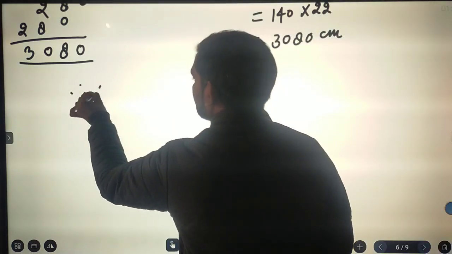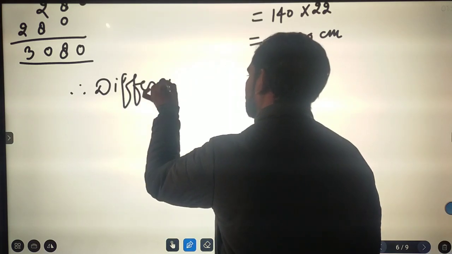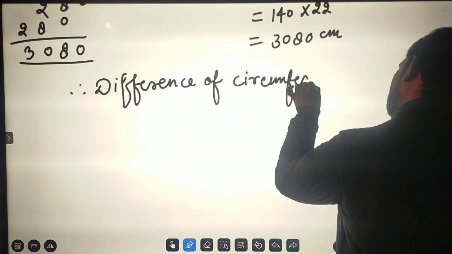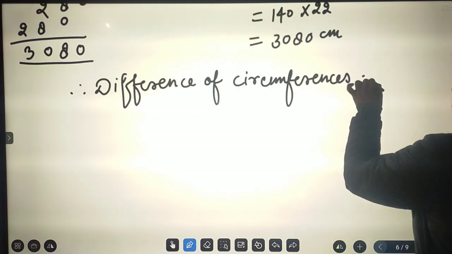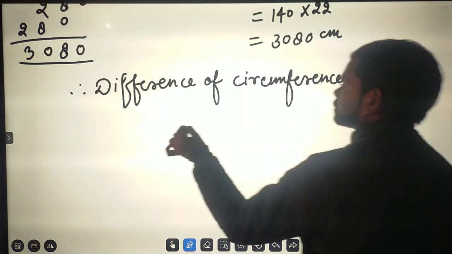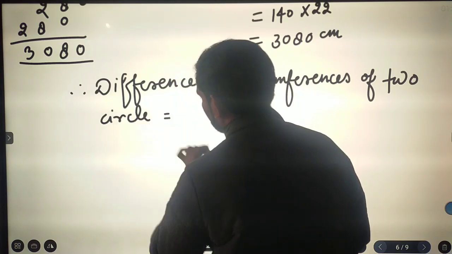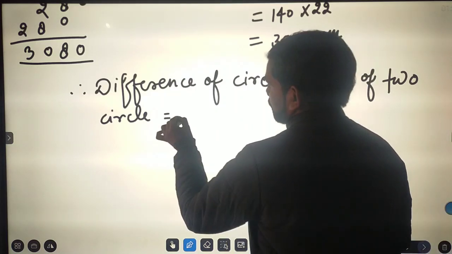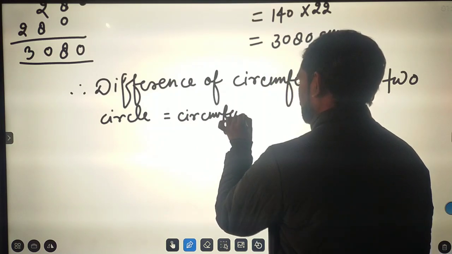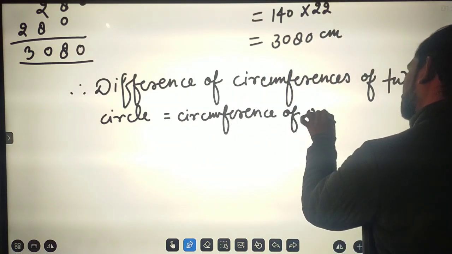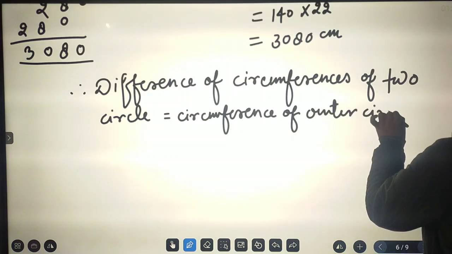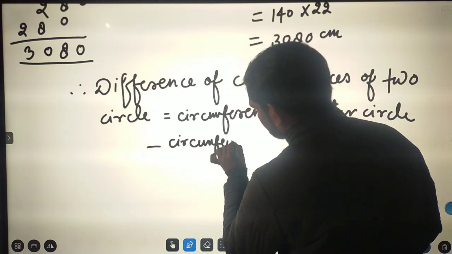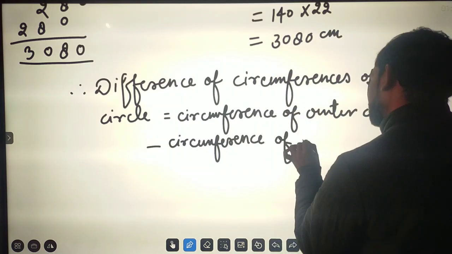Therefore the difference of circumferences of these two circles is equal to the circumference of the outer circle minus the circumference of the inner circle.